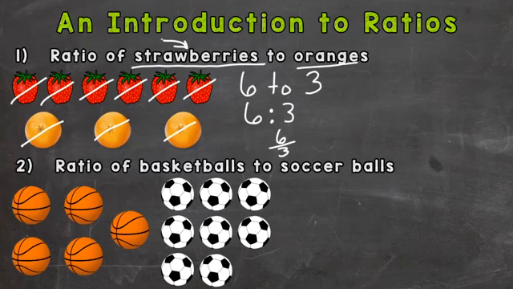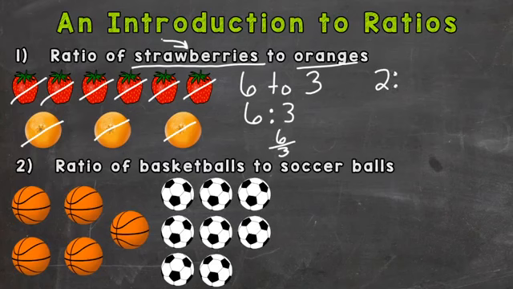Now, just like fractions, when it comes to ratios, you want to simplify the ratio if it applies, and here it does. So we need to find the greatest common factor, or what can divide into both 6 and 3 to simplify here. And 3 is a common factor between 6 and 3, and it's the greatest common factor. So let's divide both the 6 and the 3 by 3. Well, 6 divided by 3 is 2, and 3 divided by 3 is 1.